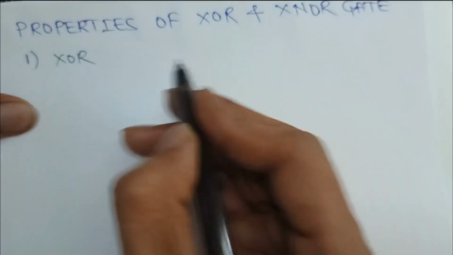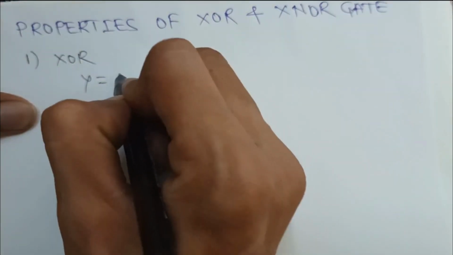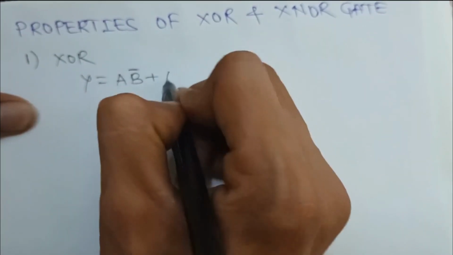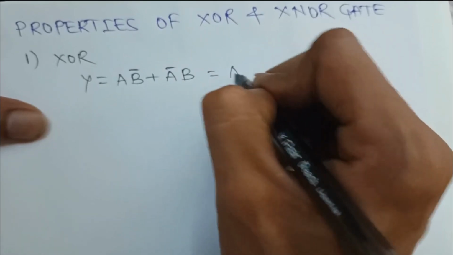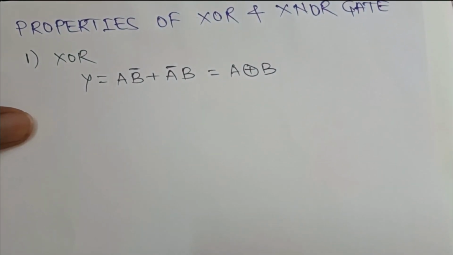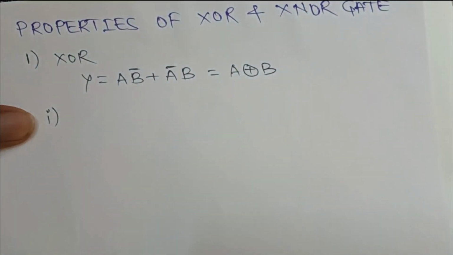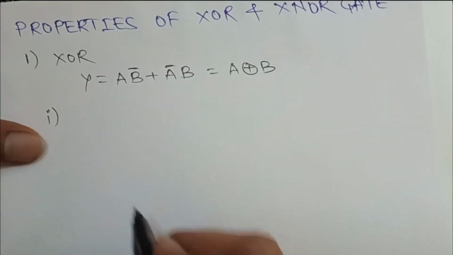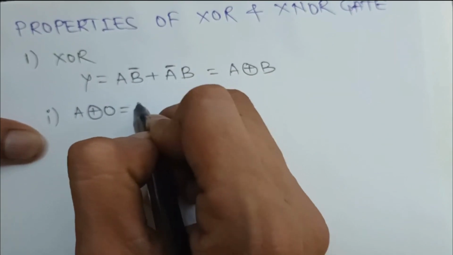XOR gate is nothing but, suppose there are two inputs A and B, it is given as A B bar plus A bar B. This is our XOR gate and it is represented as A XOR B. There are some important properties related to our XOR gate. Note these down, these are most important properties which are going to be used in our further videos while we solve problems related to XOR gate and XNOR gate. The first one is A XOR 0. It is going to give you A.